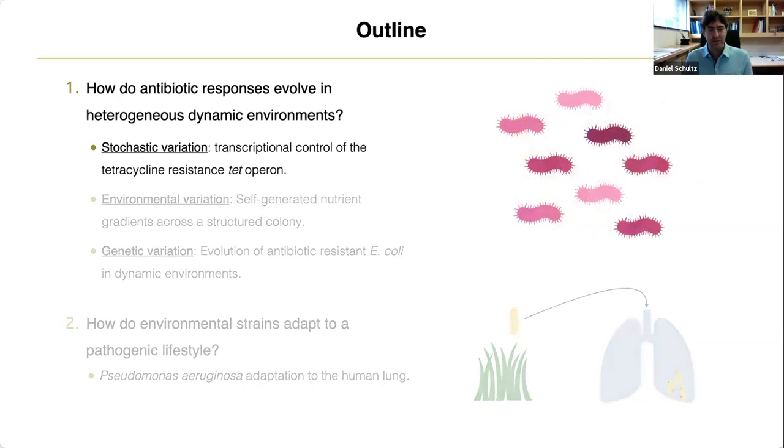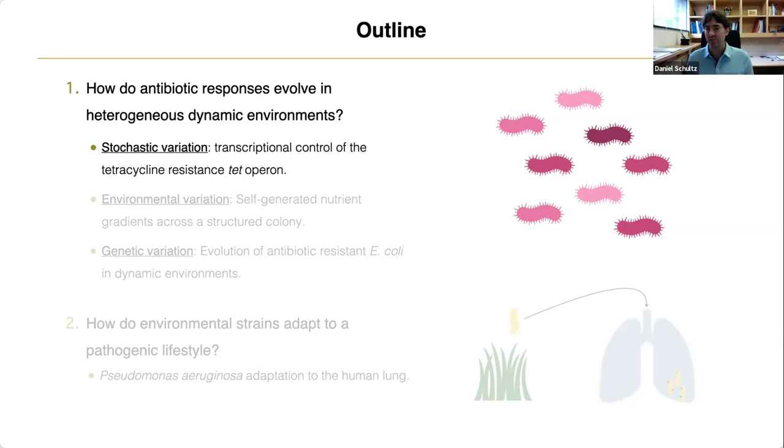Okay, so first, stochastic variation. If you look at a population of bacterial cells that are all genetically identical and under the same environment, you still see a lot of variation. If you look at the expression of a certain gene, you're going to see a lot of variation in that population. And that's because the intracellular components, especially in bacteria, are present in small numbers.